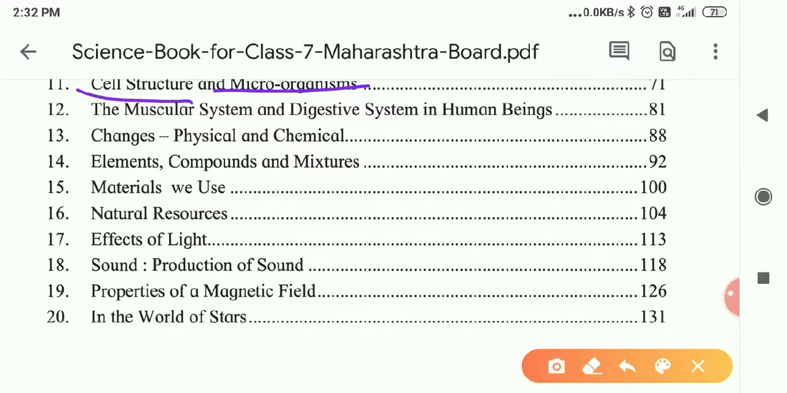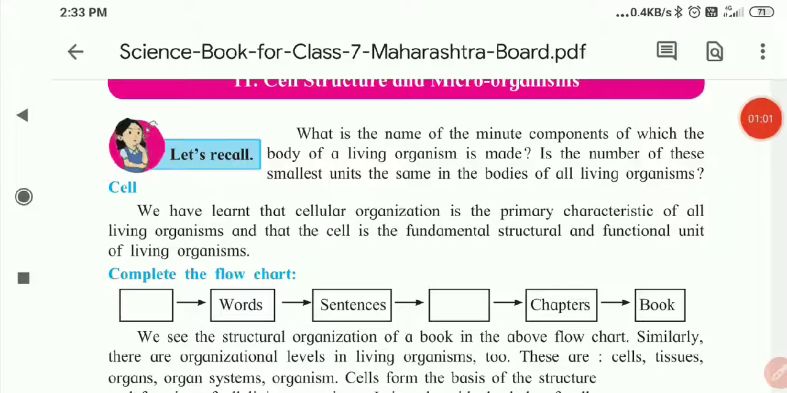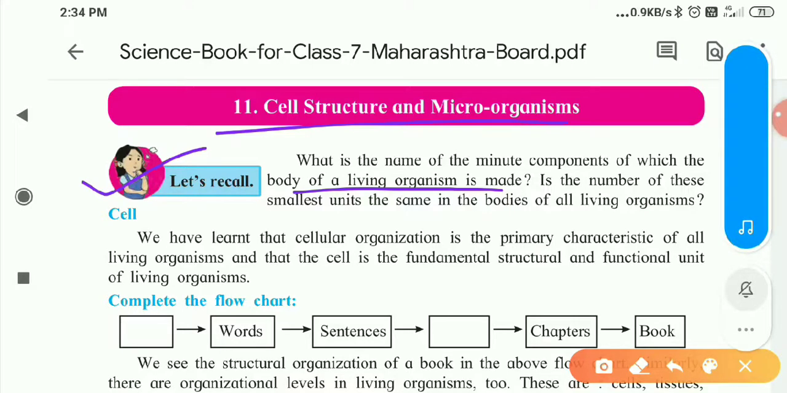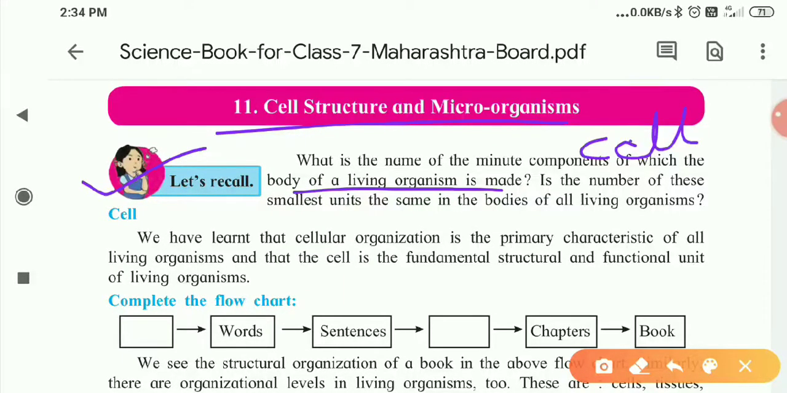Okay, page number 71. So here it is lesson number 11, cell structure and microorganisms. First of all, let's recall: what is the name of the minute component of which the body of a living organism is made? As we know, all organisms are made up of very minute particles, and that component is called a cell. The cell is the basic fundamental unit of a body.